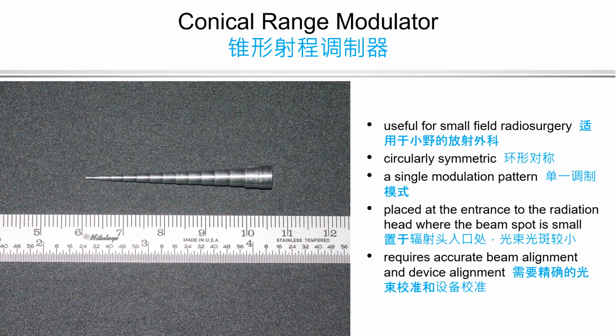A device that can be used for small radiosurgical applications is a conical range modulator. As seen in this picture, it is circularly symmetric, but, unlike the ridge filters, the thickness modulation pattern is not repeated. This type of device is placed at the entrance to the radiation head where the beam spot is small. The use of this device requires accurate beam alignment and device alignment.